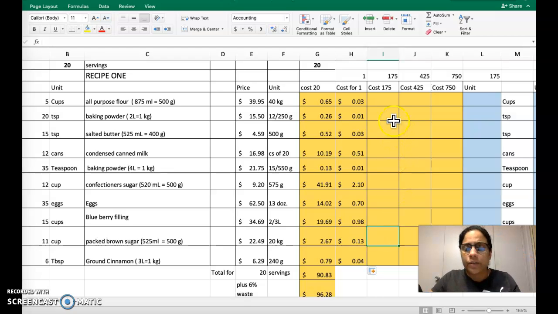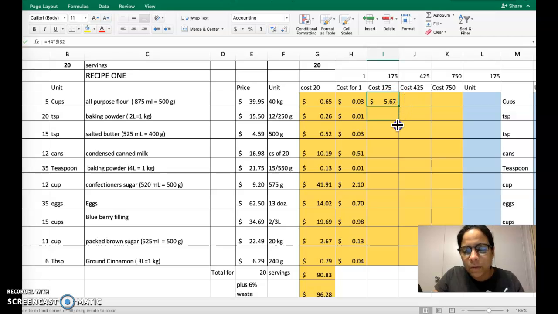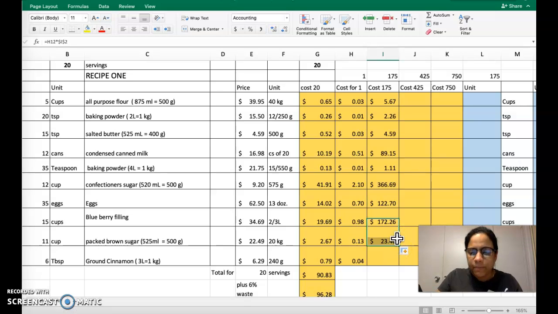For 175, I do this. I do equal sign the cost for 1 times 175 plus. Sorry about this. I have to go back and I need to do absolute cell reference and do the same. Autofill. Okay, always leaving 2 decimal places. And then you continue doing the same for this.